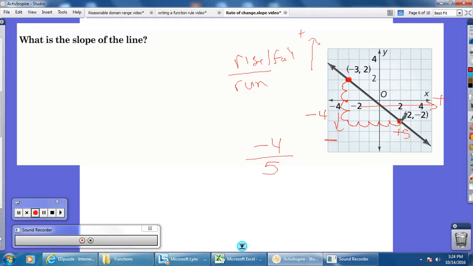If you went the other way, if you rose first, 1, 2, 3, 4, that's a positive 4, and then you ran 1, 2, 3, 4, 5 to the negative side, it would still be 4 over -5, which is the same.